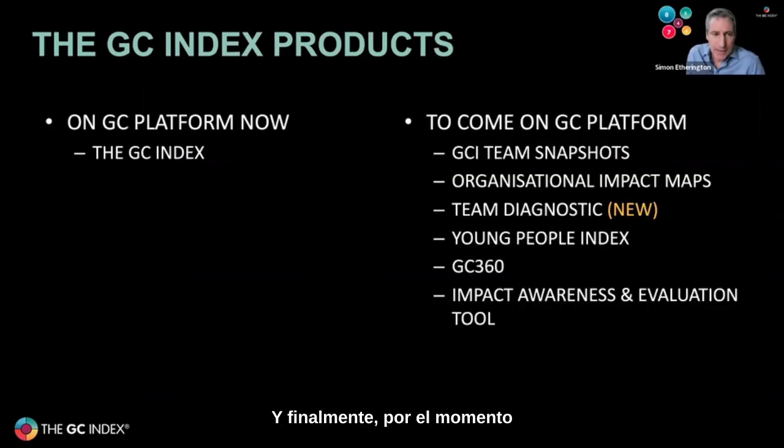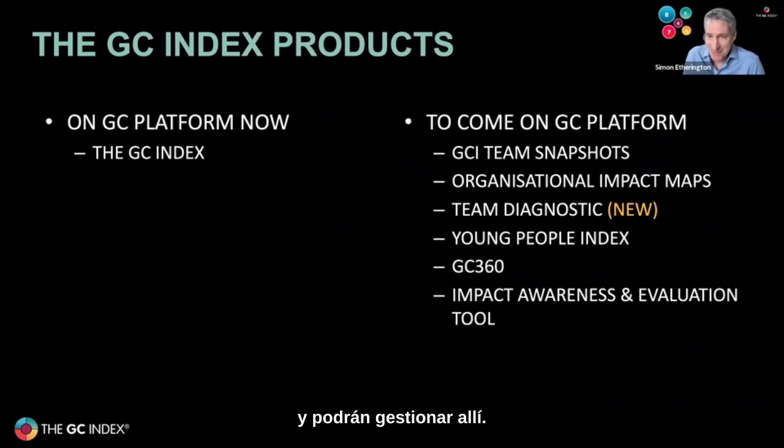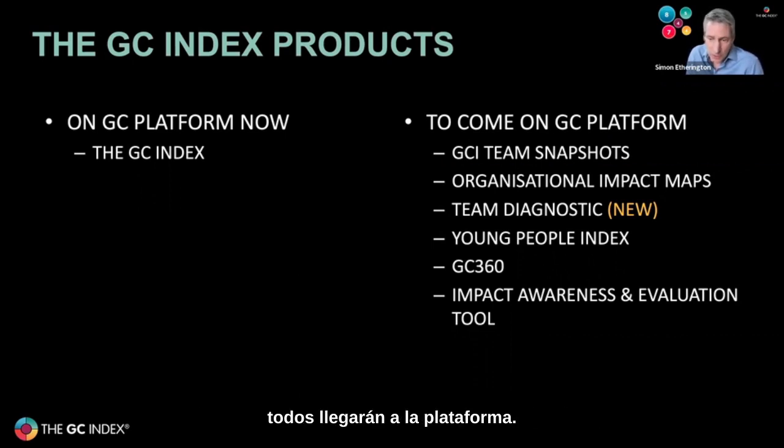And finally, in this section, right now, we've only got the GC Index on the platform. So that's the only product that you can purchase on the platform from us. But we've got quite a lot to come onto the platform as well. So all the team snapshots are going to be there, the organizational impact map. We've got a new tool coming out, which is a team diagnostic, which you can use with your client teams on a regular basis and see how they track over time. Obviously, the Young People Index, GC 360, and the Impact Awareness and Evaluation tool. So they'll all be coming onto the platform.